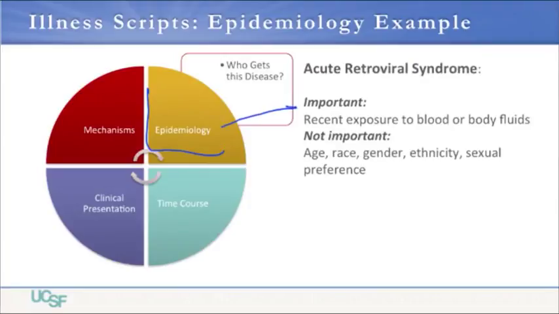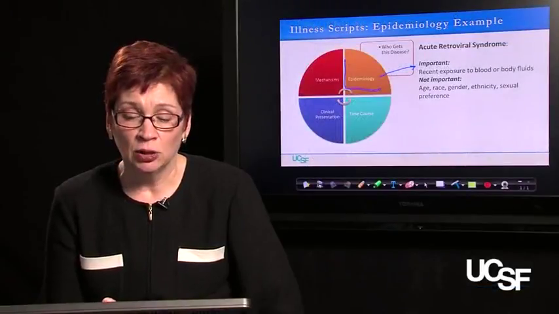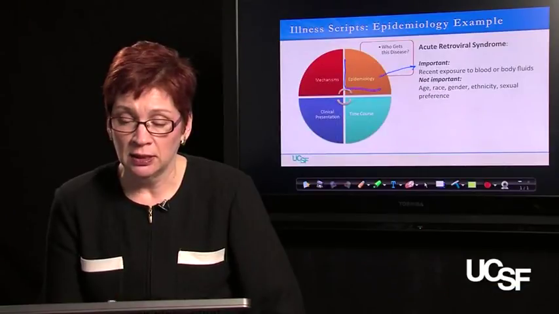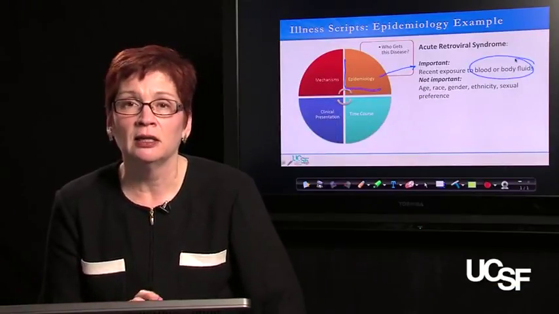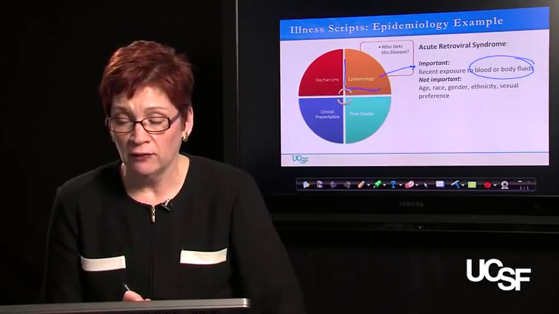That's the epidemiology of relevance here. What's not important is epidemiologic information about age, race, gender, ethnicity, or sexual preference. That doesn't add anything to our understanding of this particular disease. All we need to know is that the person had exposure to transmissible opportunities for HIV.